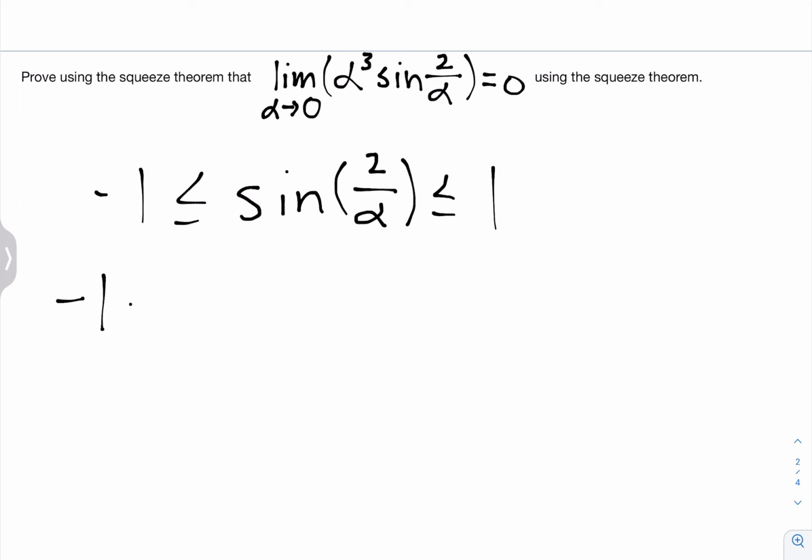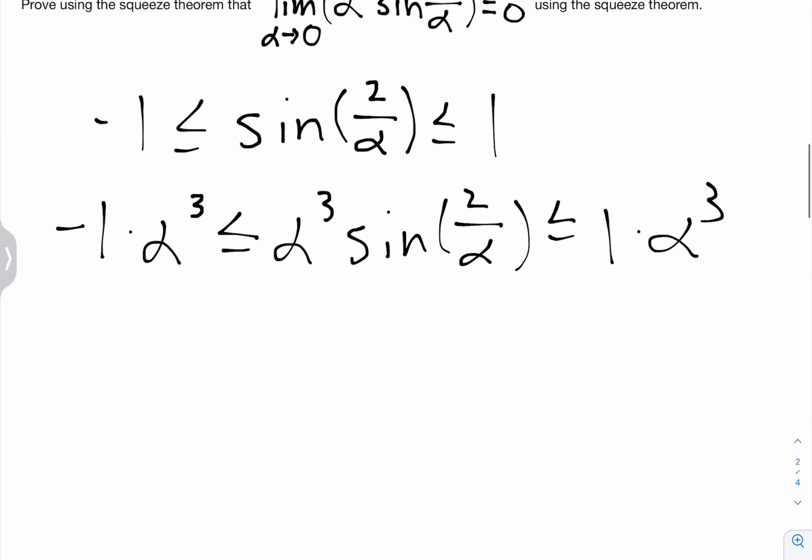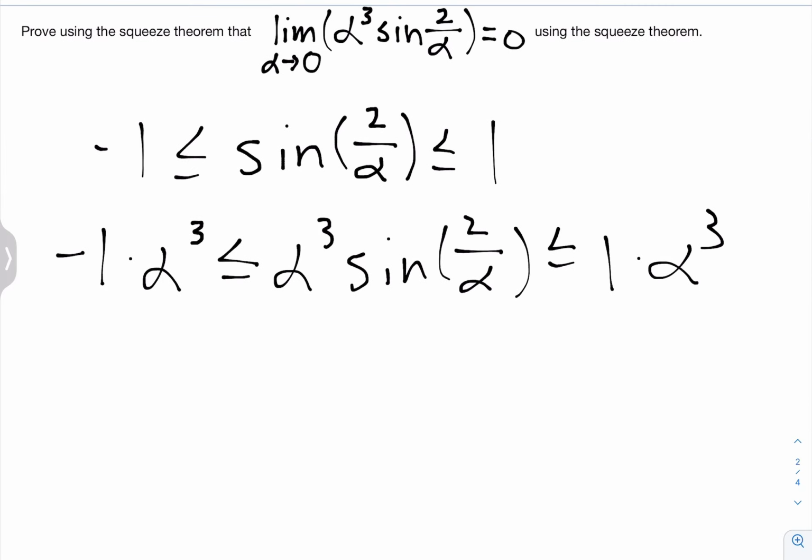So we're going to have negative 1 times alpha cubed is going to be less than or equal to alpha cubed times sine of 2 over alpha, which is less than or equal to positive 1 times alpha cubed. And this might also make some intuitive sense. If we know this to be true, well, if we're just adding some scalar multiplier in here, like 5 or 15, if it was true before and we're just making it a product, this statement's going to hold true after we add this multiplier in there.